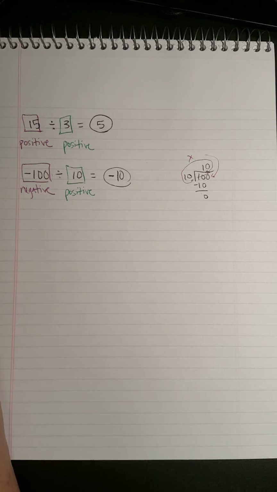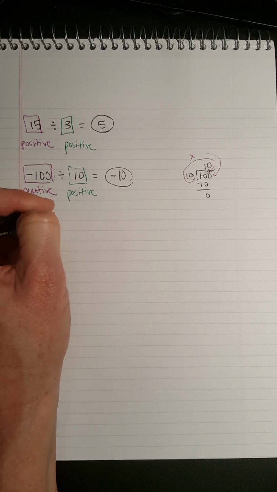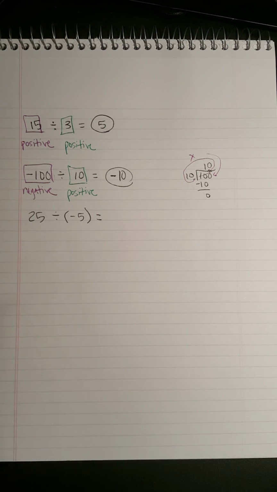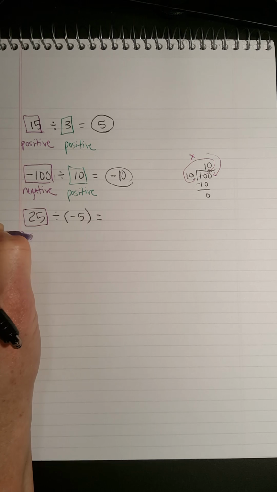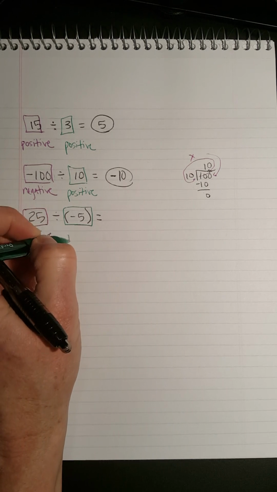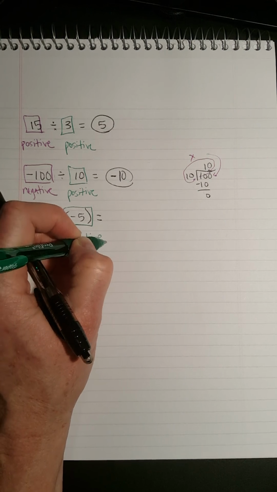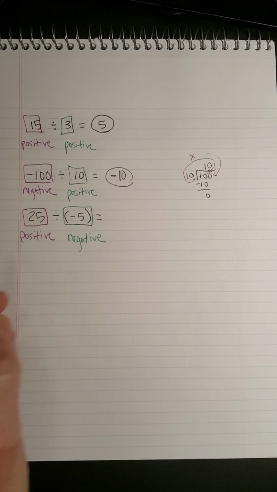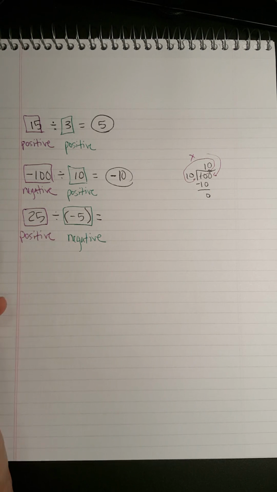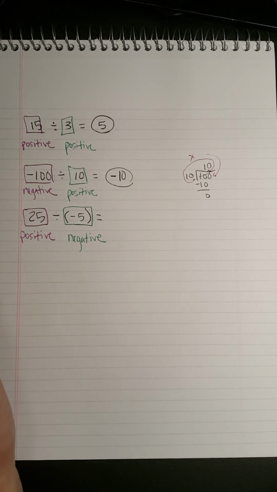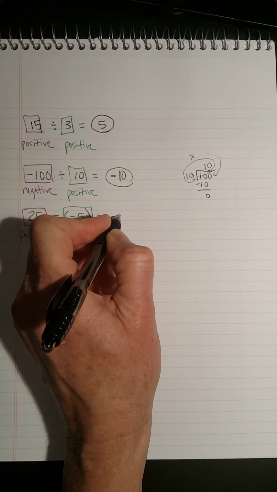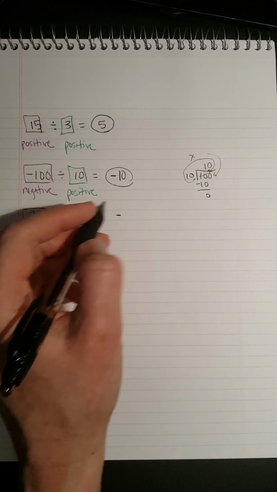Okay, let's do the opposite. Let's do 25 divided by negative 5. On this one, 25 is positive, and negative 5 is negative. So opposite signs. So different signs, negative answer. I'm getting myself mixed up with subtract. Sorry about that. So different signs, negative answer. So I'm going to have a negative, and it's 25 divided by 5, which is going to be 5.